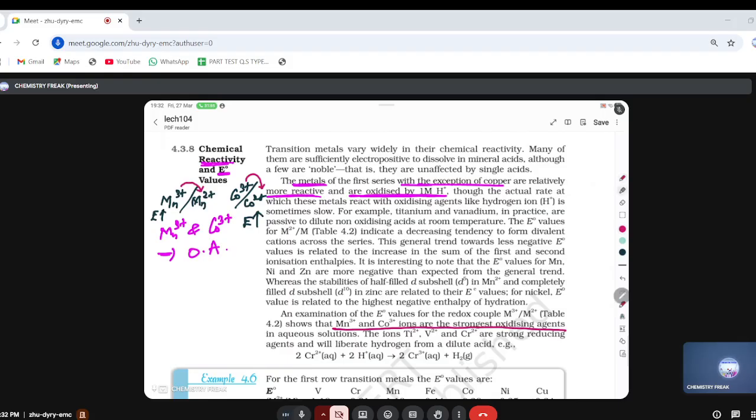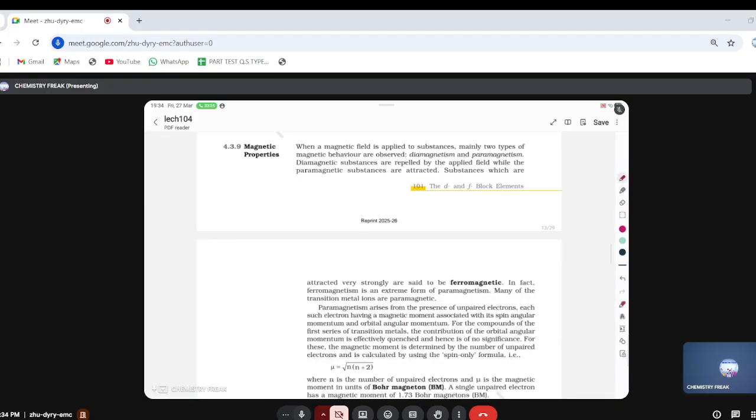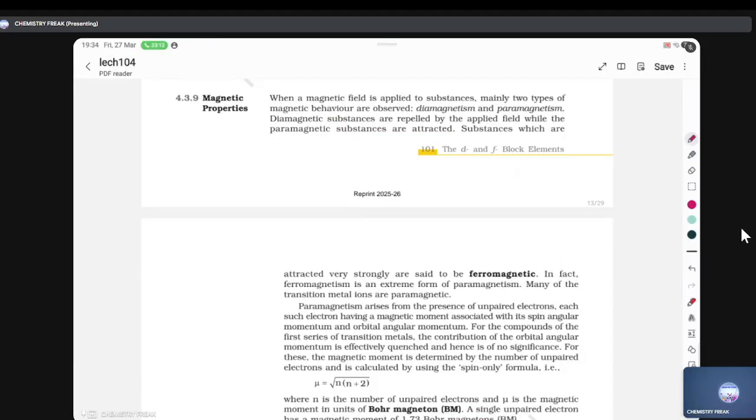Then the next point. These three are stronger reducing agents. Why? Because of their high reactivity, they will reduce H plus to hydrogen gas. Okay? The remaining things given here are not that important. You can go through them easily. We'll see the magnetic properties now.